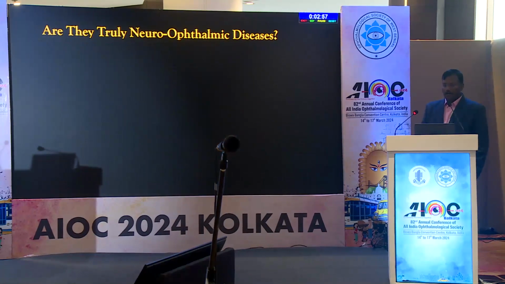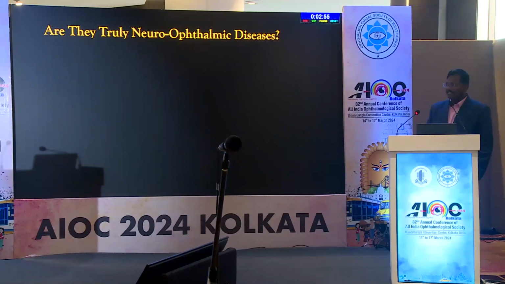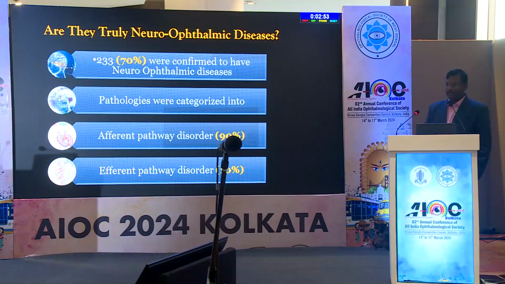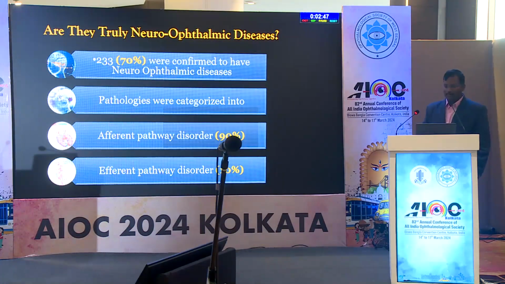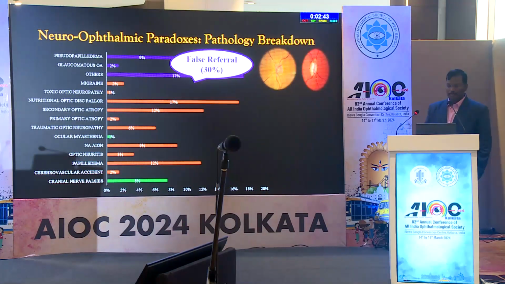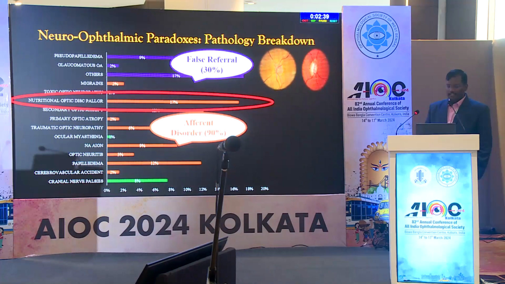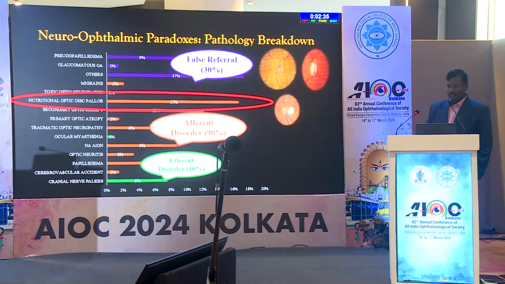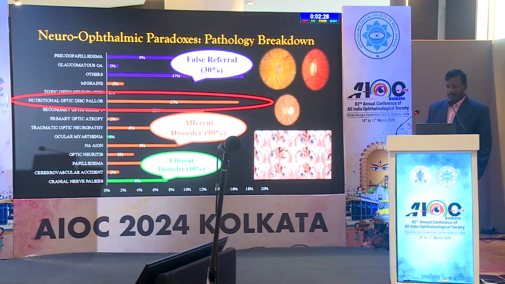And are they truly neuro-ophthalmological diseases? Yes, 70% were confirmed to have neuro-ophthalmologic diseases. The pathologies were categorized into afferent pathway disorders and efferent pathway disorders. Among the false referrals, pseudopapilledema was the most common cause, about 9%. Among the afferent disorders, nutritional optic disc pallor was the most common, about 77%. And cranial palsies were found in larger numbers among the efferent disorders, contributing 8%.